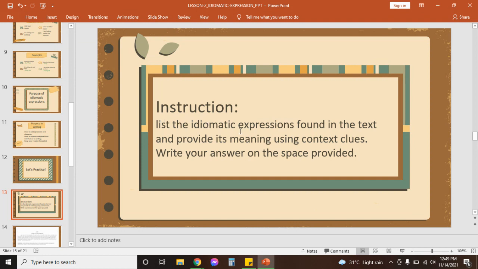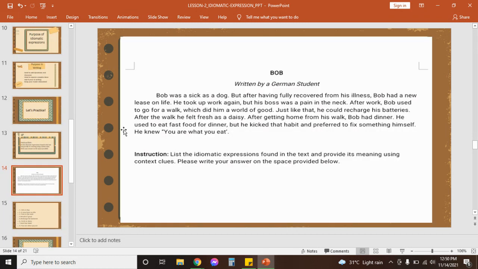Can you read it? List the idiomatic expressions found in the text and provide their meaning using context clues. Write your answer in the space provided. Do you have your pen with you and maybe paper? None. Okay, since it's not convenient, let's just answer this one orally. I will be helping you because you don't have your pen and paper with you, but since it's only a practice activity, I will help you identify the idiomatic expression being used in the text and the meaning that it implies. Let's read first. Can you read the entire text?